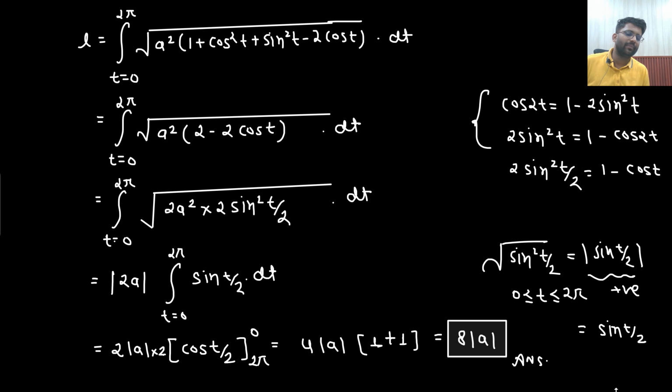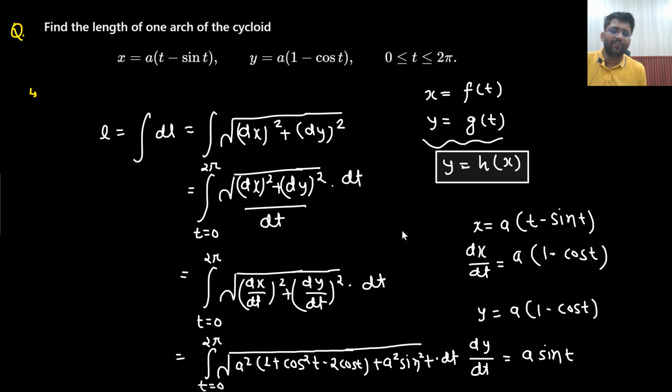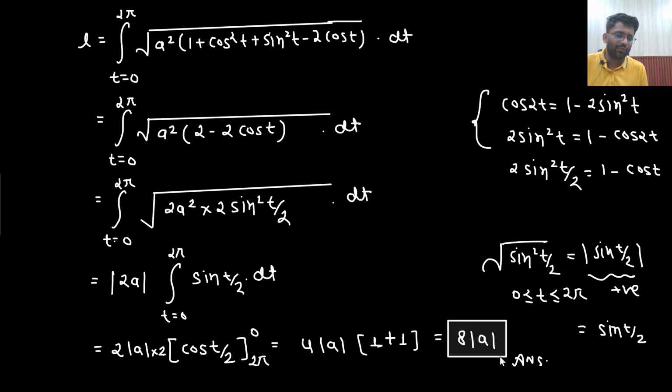If it is a GATE PYQ, it might happen that they would have given the option of 8 into a. So you can click on 8 into a, but 8 into mod of a would be the answer, because if you take the under root, outward mod of a would come outside. So even if a is negative, the answer would be positive always. Okay, so answer is 8 into mod of a.